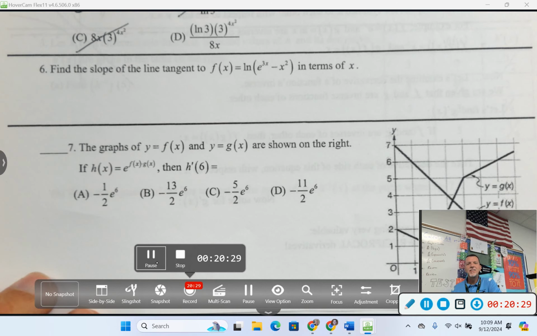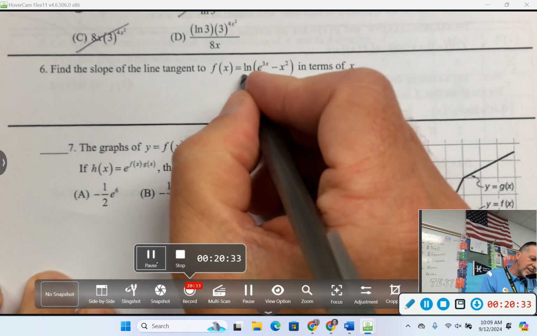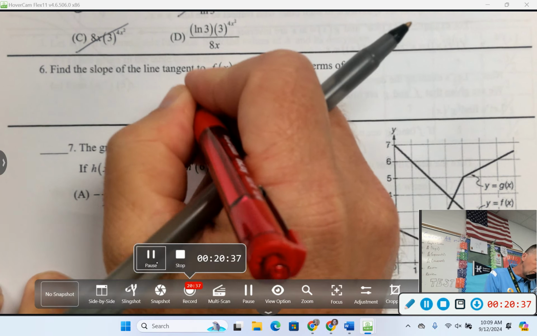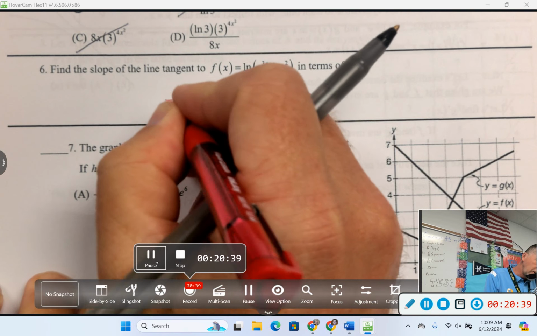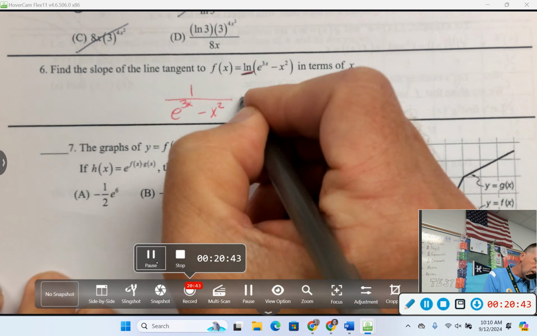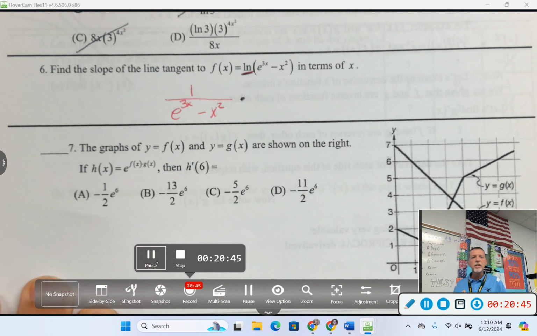We've got all kinds of rules going on in 6. Outside in, so derivative of natural log is 1 over the argument times the derivative of the argument.